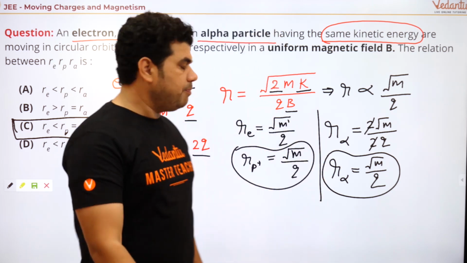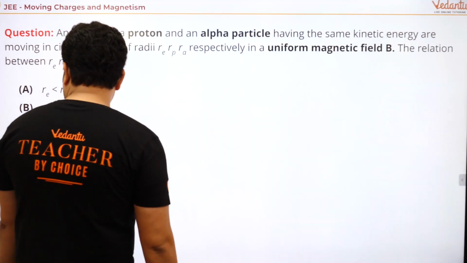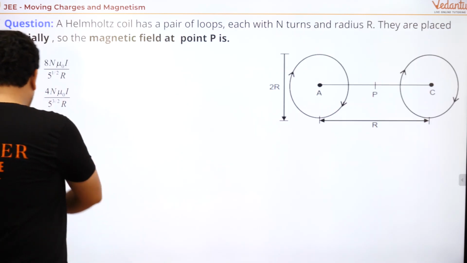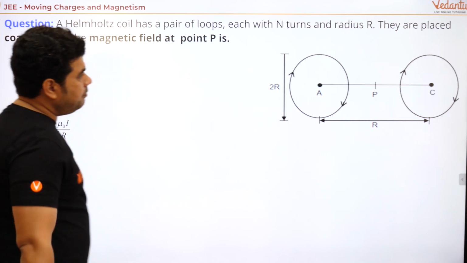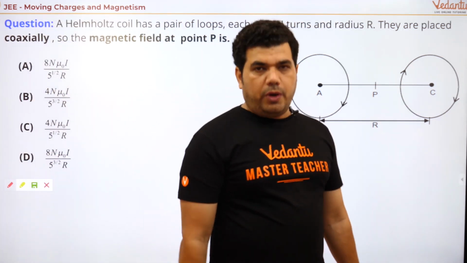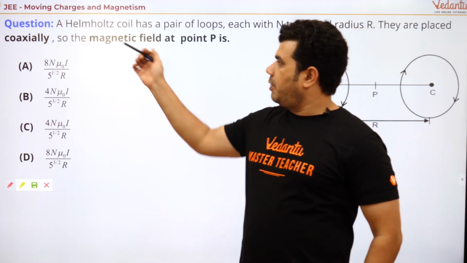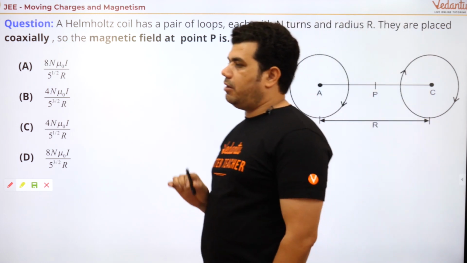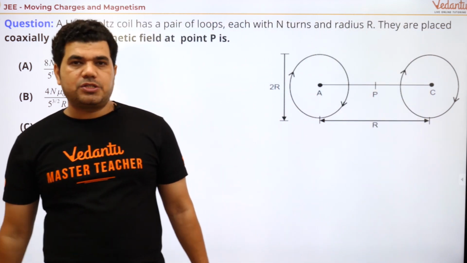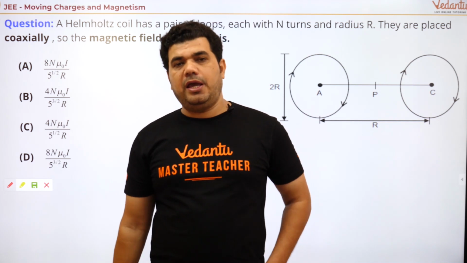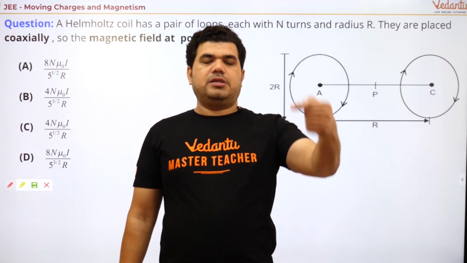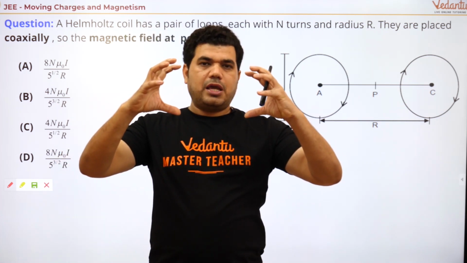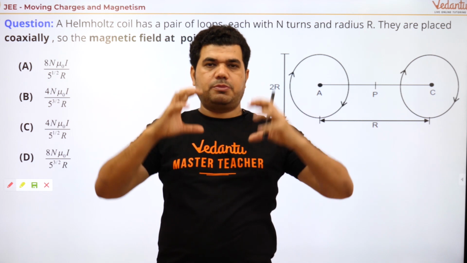Okay, let's move ahead. For the next one, dear students, another question is also a very good question. See here, we have two coaxial coils. The question is: two Helmholtz coils have a pair of loops each with n turns and radius small r, and they are placed coaxially. How are they placed coaxially? One is placed like this, then the other like this, meaning the axis of both is the same, they coincide, placed on the same axis.